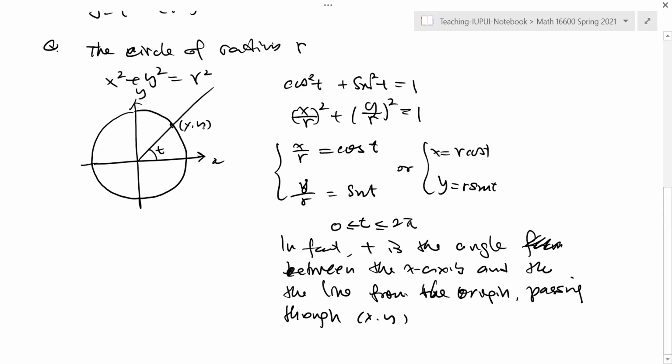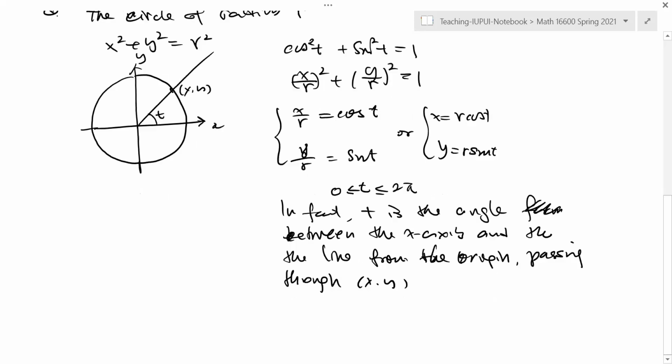So this is a very natural parameterization. Are there other parameterizations, other parametric equations for the same circle? Yes, the answer is yes. There are just so many different ways to do it.